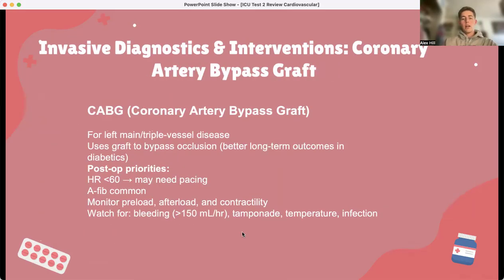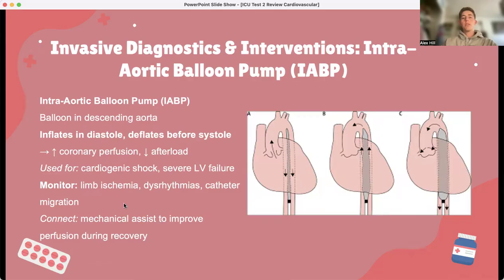Okay. Oh, and things to monitor: limb ischemia, especially in your legs because they use the femoral artery to put this in. Dysrhythmias, like I said, anytime you put something near or touch the heart, and catheter migration, right, if it moves.